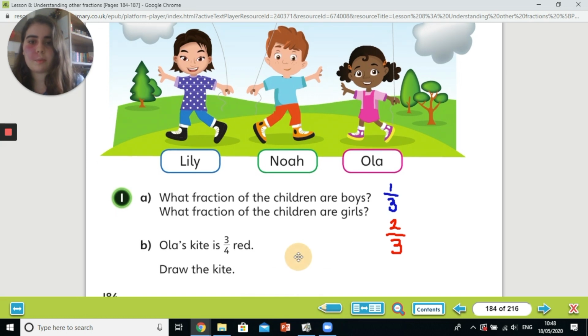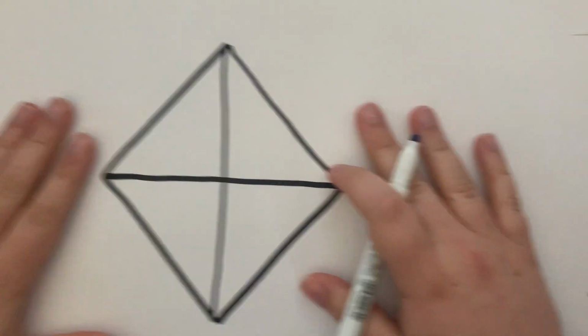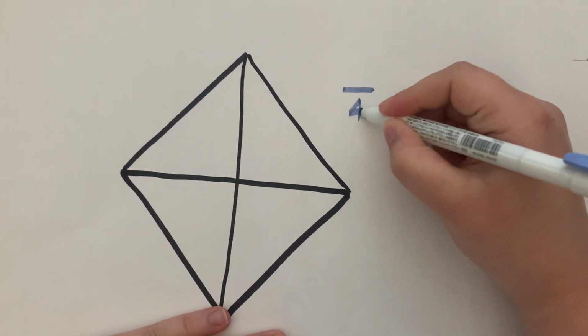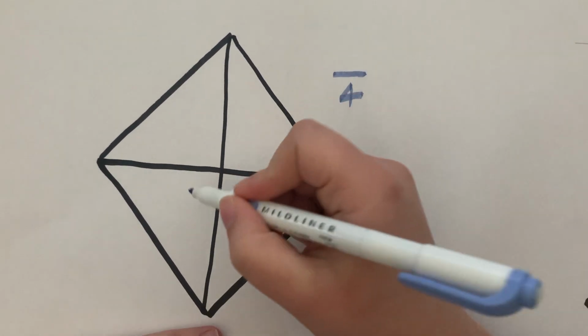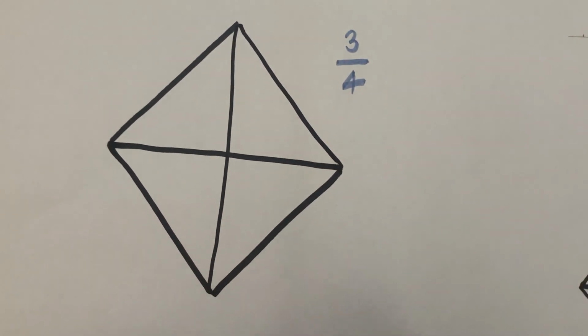So now in question 1b, we have been asked to draw Ola's kite. Ola's kite is 3/4 red. So that means that Ola's kite has been divided into 4 equal parts, and 3 of them are red. Have a go and see if you can draw the kite. So here I've got a drawing of a kite. The kite has been divided into 4 equal parts. So 4 is our denominator. We know that Ola's kite is 3/4 red, which means that 3 out of 4 of these equal parts have to be coloured red.